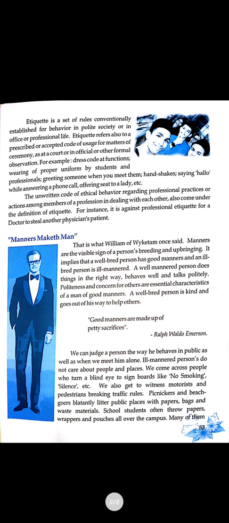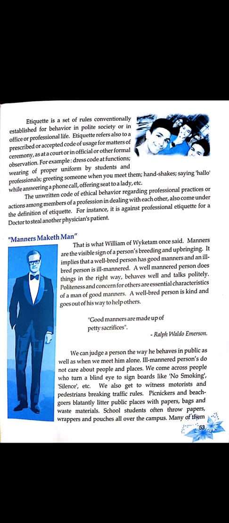So etiquette is a set of rules conventionally established for behavior in polite society or in office or professional life. Because nowadays, if you are talking about social life, that means our families and all. If you talk about society, that means we are among people, along with the families, different groups of families, and our professional life, which may be our office work, or our school life, because we also have our professional lives.